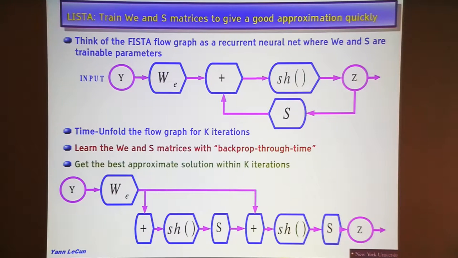Okay, so we're going to feed an input, we're going to get a corresponding sparse code, which is obtained by minimizing the L2, L1 energy function for sparse coding, and then we're going to backpropagate. We're going to measure the error between whatever this guy predicts and whatever the optimal sparse code is, and we're going to backpropagate the gradients all the way through, and then update the S matrix, which is shared between the two layers, and the WE matrix so that we get the answer we want. And we do this over a training set.